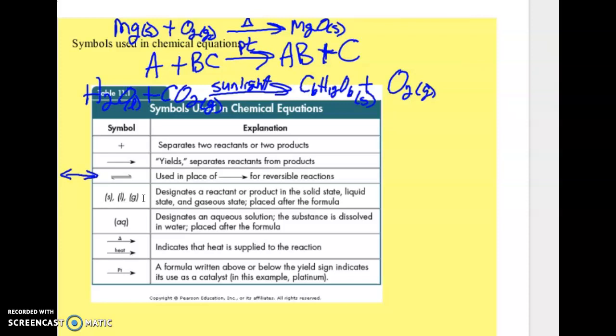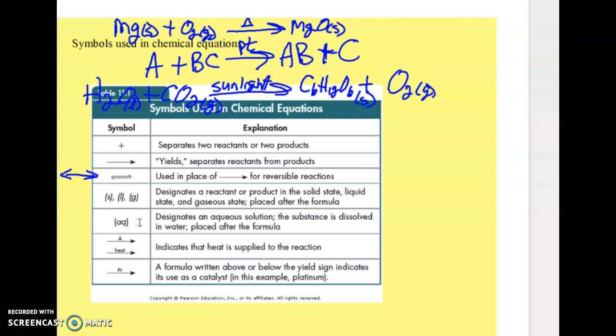So lowercase s, lowercase l, this is not a one, and lowercase g, these are for solid, liquid, and gas. Especially when we get to double replacement reactions, which we'll talk about, these are incredibly important. This denotes the state, whether it's a solid, liquid, or gas that's being combined or produced. And aq for aqueous designates that it's a solution in water.